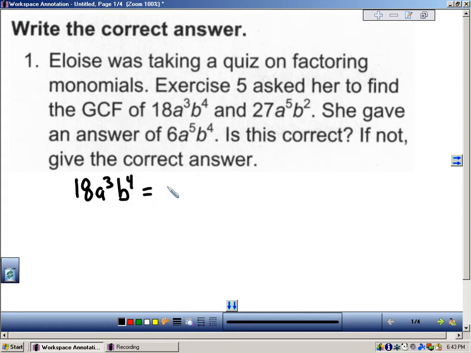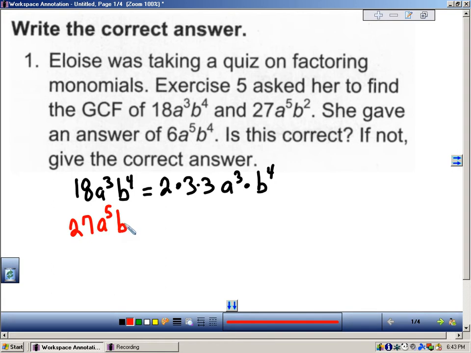And let's write that in prime factored form. So 9 times 2 is 18, right? And so this would be 2 times 3 times 3. And again, 9 times 2, and I know that 9 is 3 times 3. So I can do that now in my head. Leave the powers alone. Look at the second monomial. Okay, so 27 is 9 times 3. And again, 9 is 3 times 3.